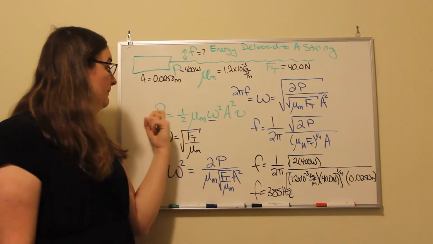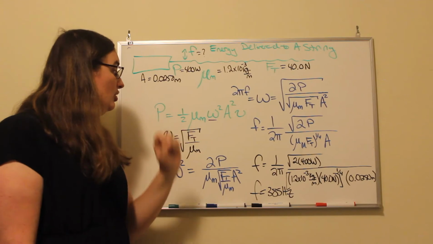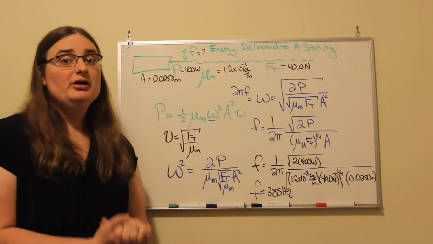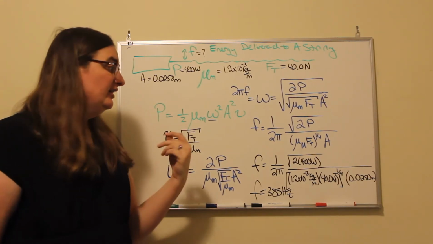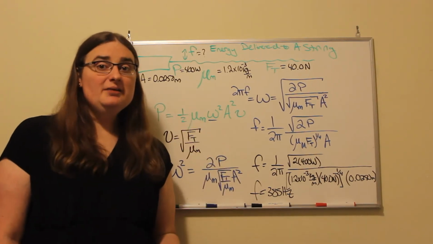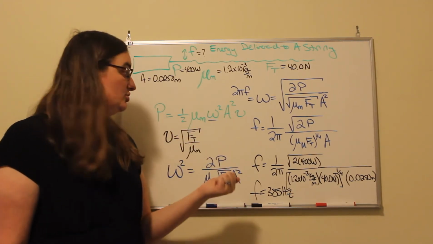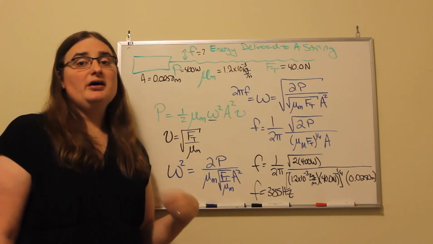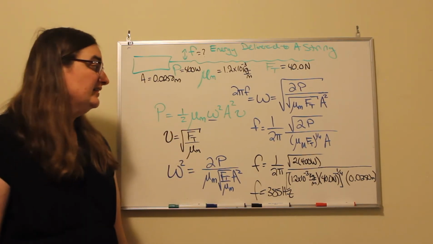Now, for power being delivered to a string on average, we have a formula to calculate it, where the average power is 1/2 times the linear mass density mu times our angular frequency omega squared times our amplitude squared times the speed of the wave on the string. And the speed of a wave on a string is the square root of the force of tension in the string divided by the linear mass density.